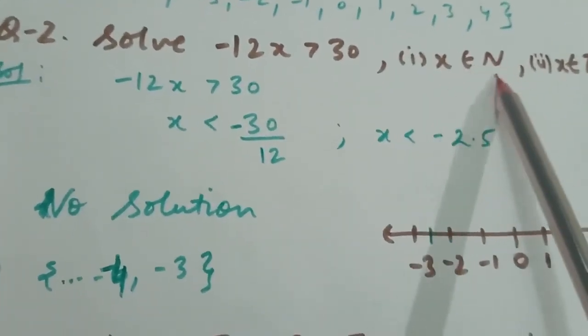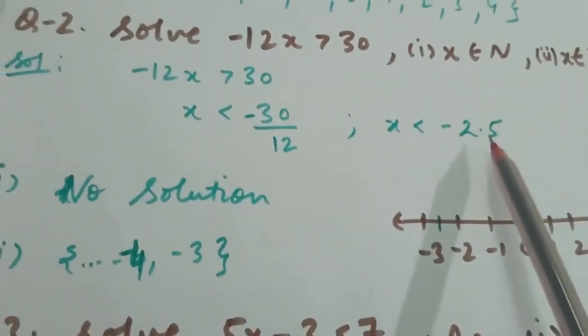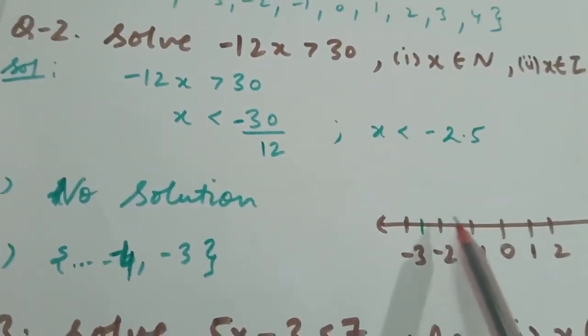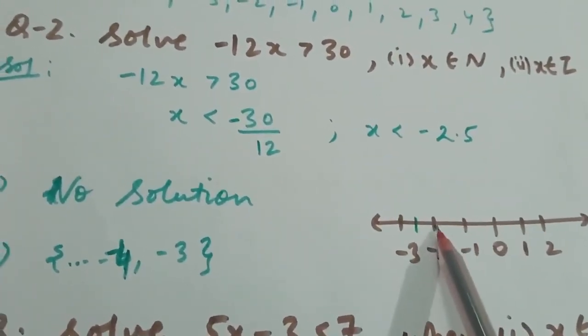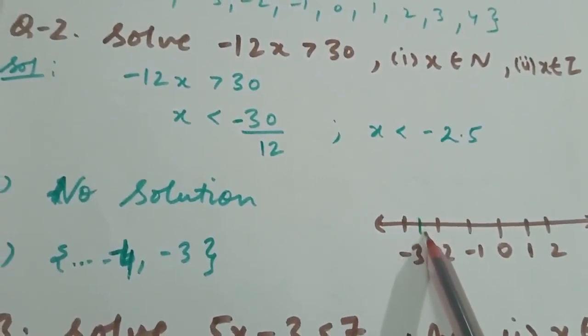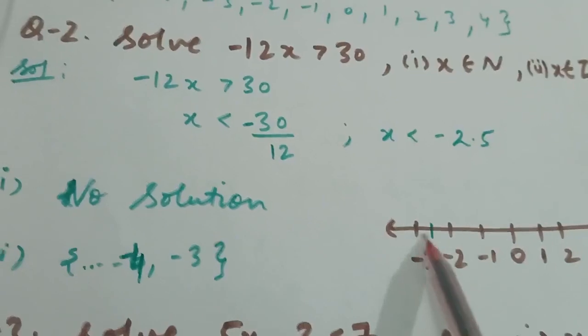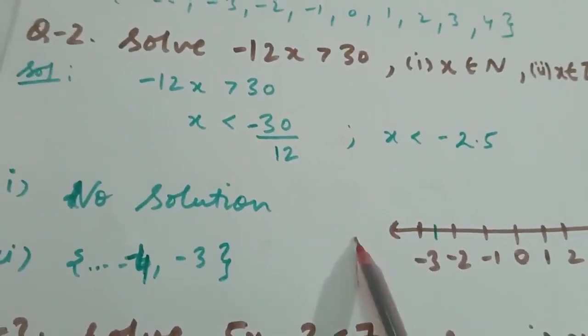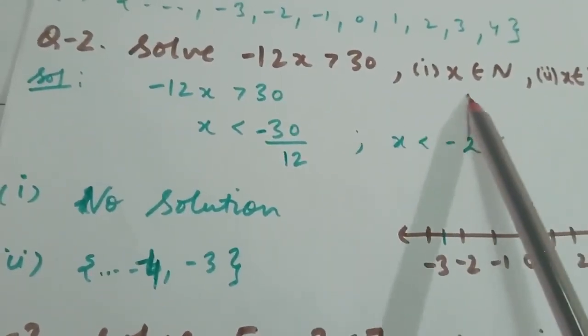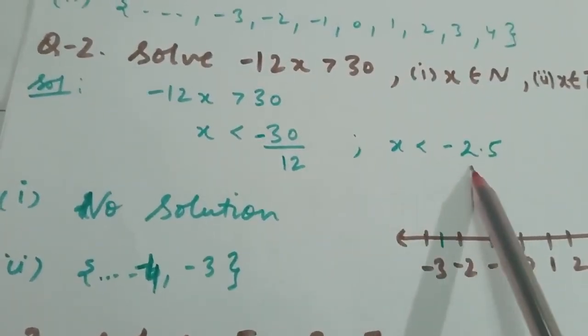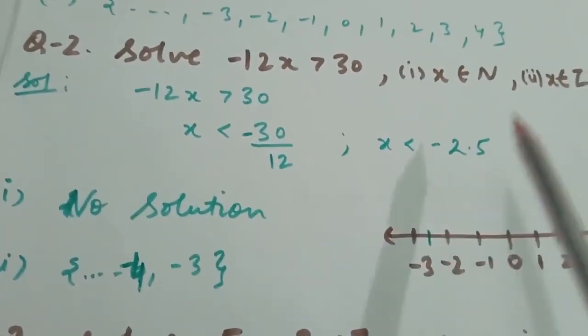So when x belongs to natural numbers, x is less than minus 2.5. On the number line we can see minus 2 is here, and here it will be minus 2.5. So less than minus 2.5, there is no natural number, right? So for first we say no solution, as there is no natural number less than minus 2.5.